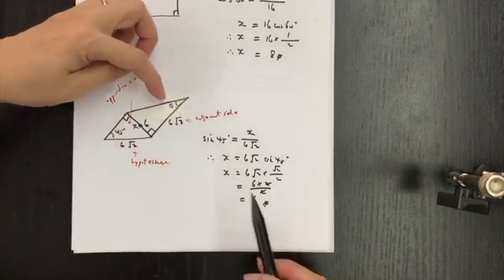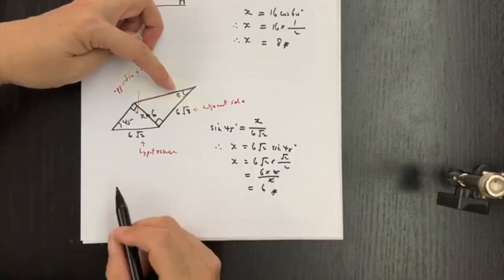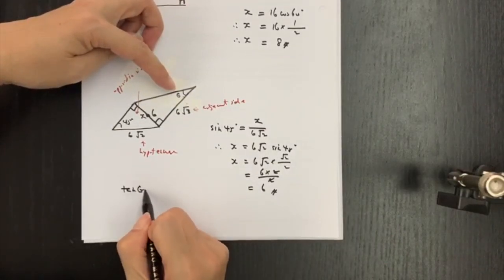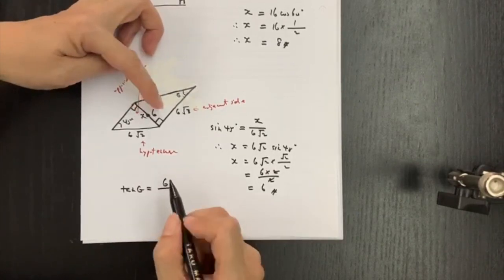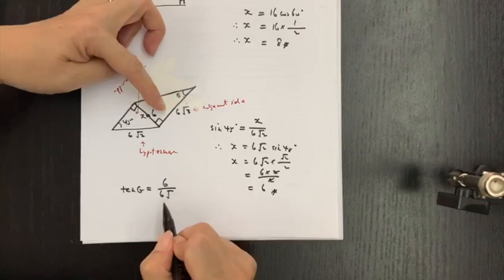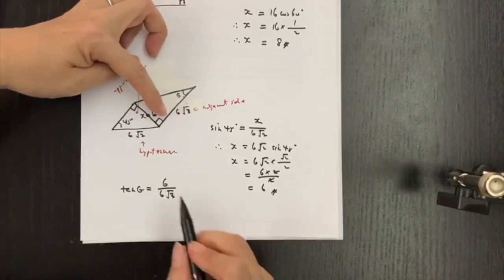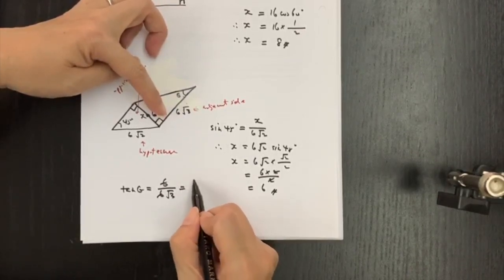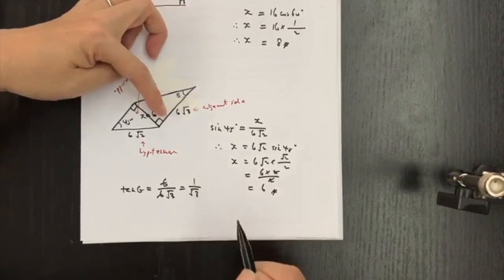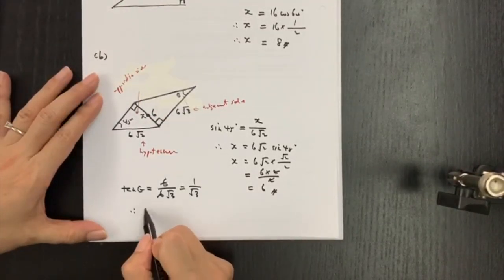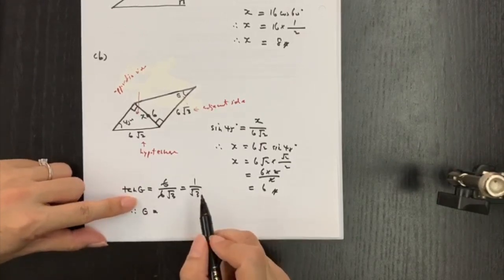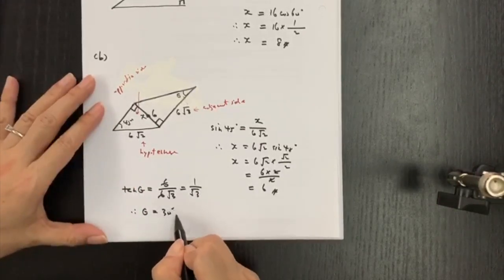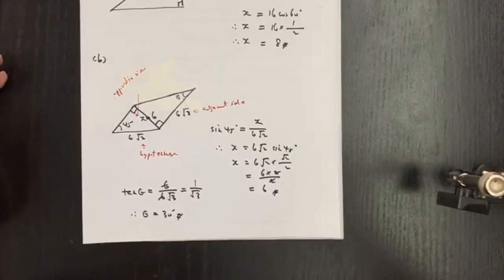Therefore, to find theta, I can use tangent. So that would be tangent theta is equal to 6, which is x as well, over 6 root 3. Okay, so 6 and 6 cancel out. I have 1 over root 3. Therefore, what is the value of theta when tangent theta is equal to 1 over root 3? The answer is 30. Okay.